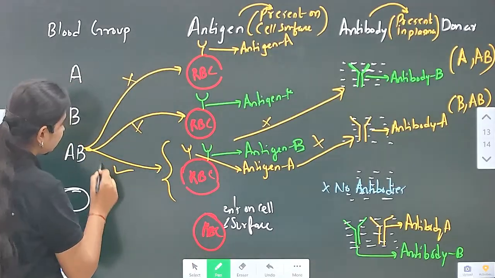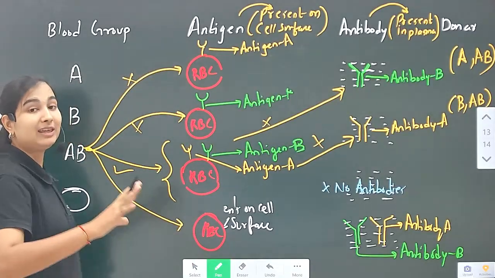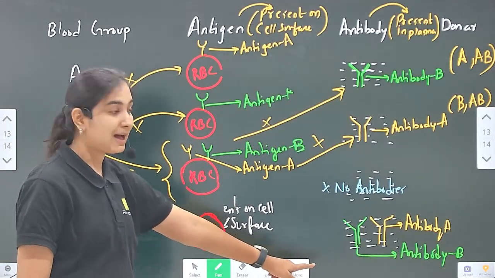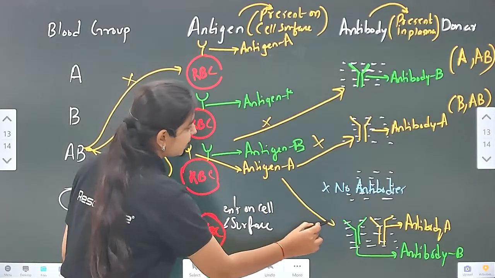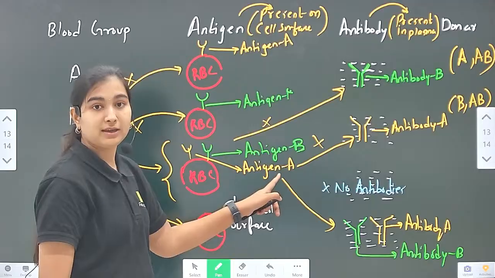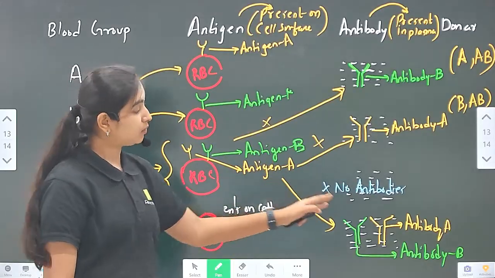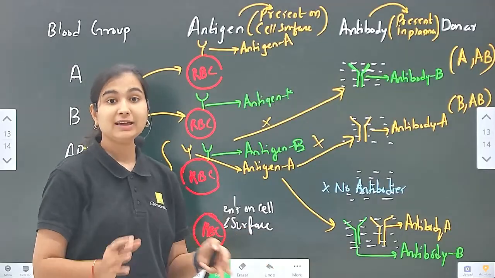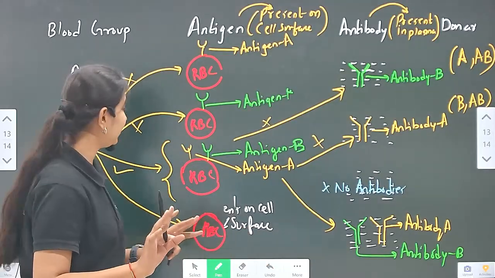Now what about the O? The O does not have any antigen, but as they are going into the plasma, what will happen? Both antigen A and B are present on the cell surface, but when it goes into the plasma, there are antibody A and antibody B. So again there would be clumping. So even here they cannot donate.